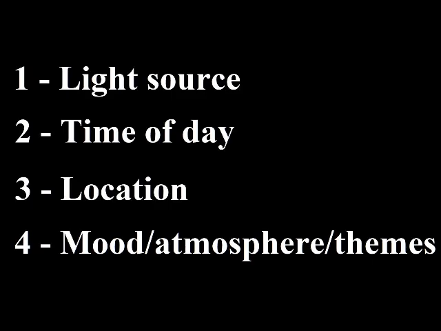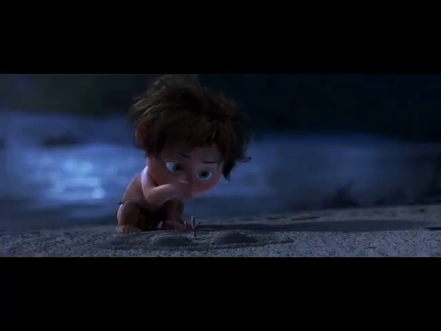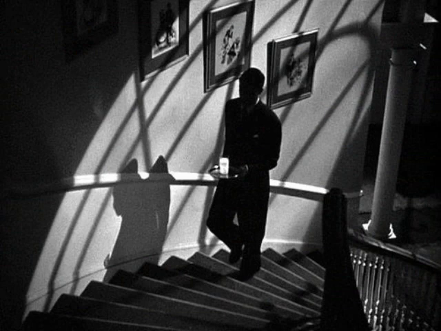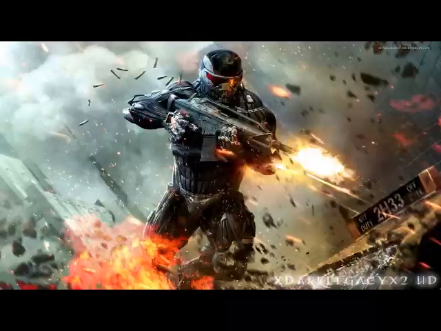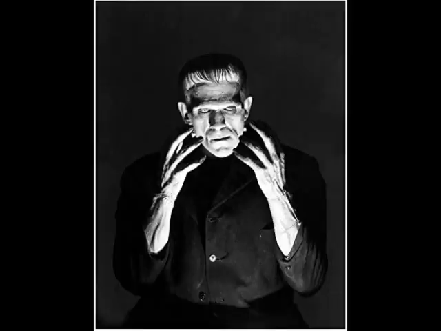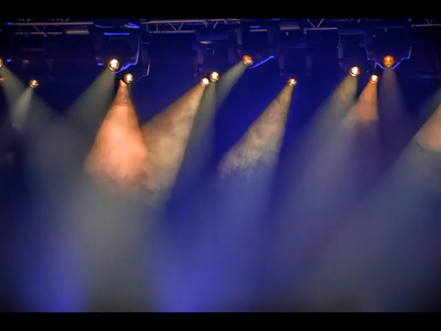Number 4, mood, atmosphere, themes. How can light enhance a scene outside of natural elements? Is this scene sad, happy, scary? Does the director want to build an element of suspense? Or maybe they want to show two people are falling in love. Is there an element of danger? Or is the main character wrestling with inner demons? All of these can be enhanced through your lighting design. What sort of mood, atmosphere, or theme exists in your scene?